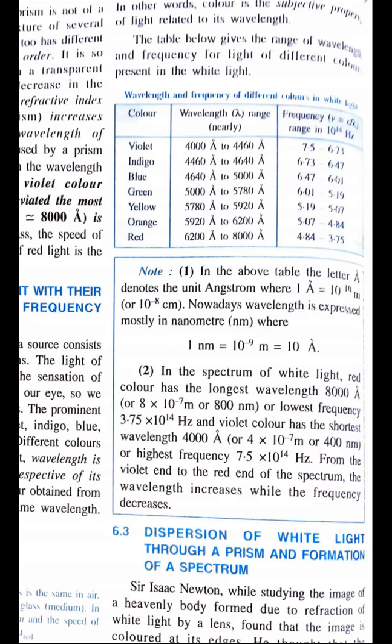In the above table, the letter Armstrong unit denotes, where 1 Armstrong unit is 10 raised to minus 10 meter or 10 raised to minus 6 centimeter. Nowadays, wavelength is expressed mostly in nanometers, that is 1 into 10 raised to minus 9. See, these minus 9 and minus 10 things, they are way beyond our imagination.